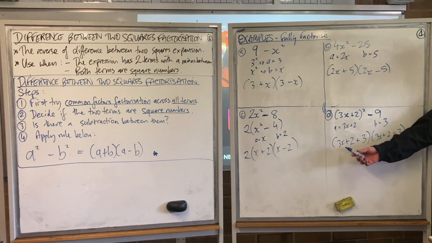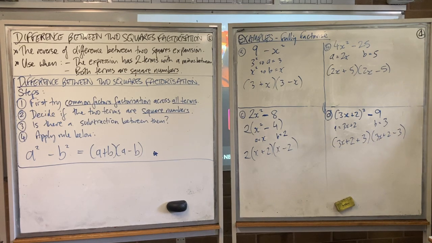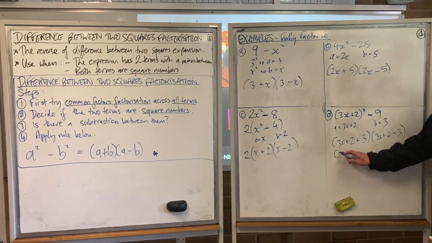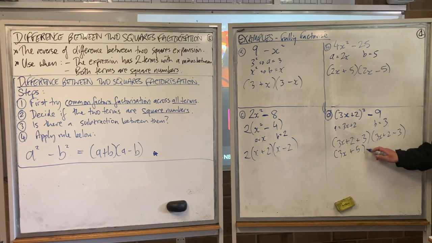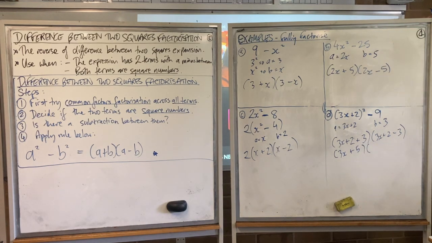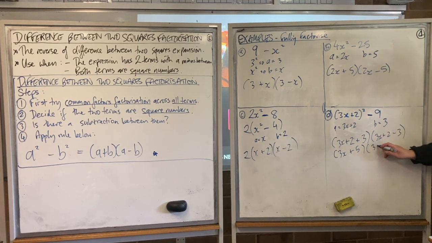Is there maths in this set of brackets that can still be done? Is there anything stopping me adding 2 and 3? Is there anything stopping me doing 2 take 3? So make sure you do those steps to finish it off. 3x plus 5. And this one, what's 2 take 3 going to be? Good. So 3x take 1 in that set of brackets.